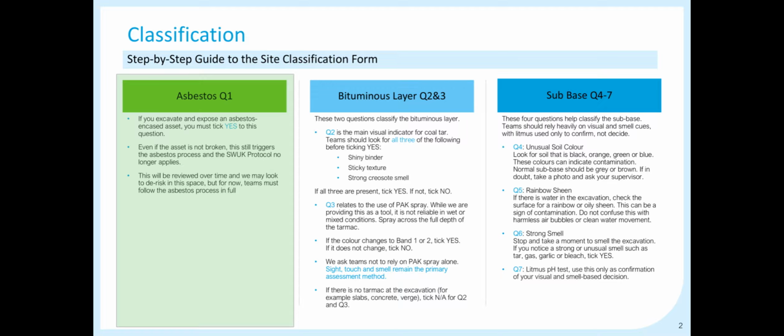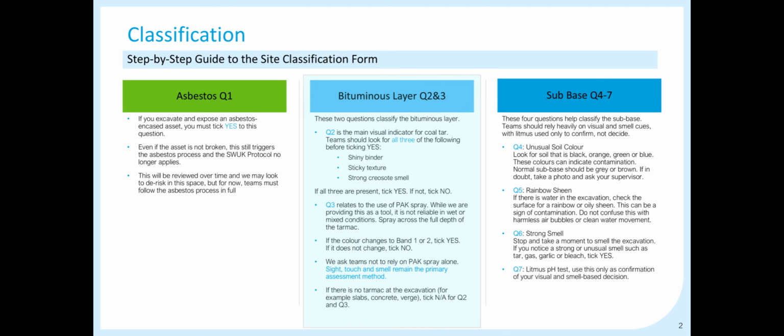For example, you might dig on a plastic main but still uncover asbestos fragments or debris in the ground. This must still be flagged at this stage. Even if the asset isn't broken or the asbestos appears contained, this still triggers the asbestos process and means the protocol no longer applies. Once you tick Yes, the form will automatically close and you must contact your supervisor to follow the full asbestos procedure. This process will be reviewed over time, but for now, teams must always follow the asbestos steps in full.